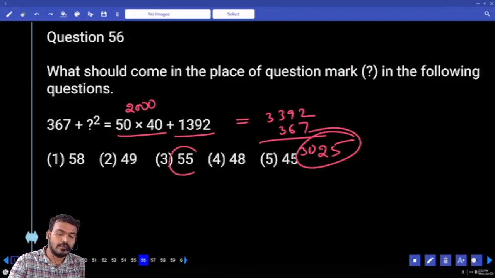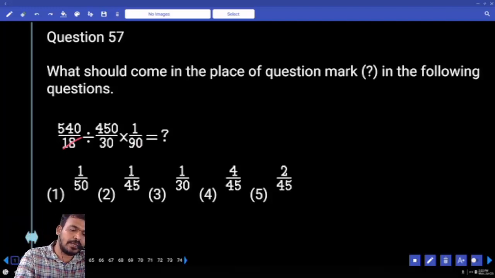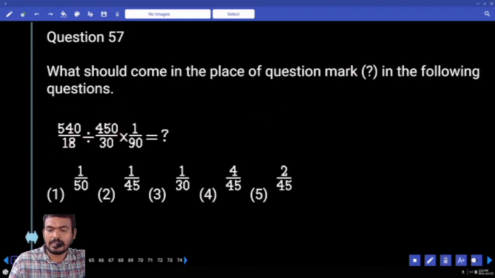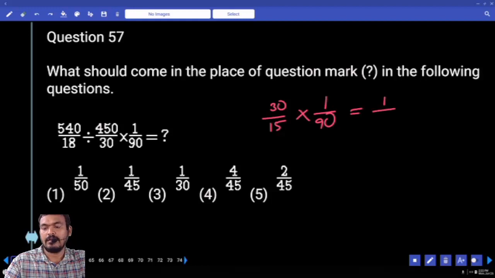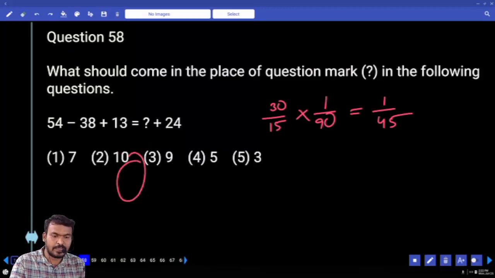55 or 45? 55. 57. First of all 540 divided by 18. How much? 30 or 3? 30. 30 into 450 divided by 30. 15 times, or not? Means that is 30 divided by 15, or not? What is the value we are getting? 2, or not? 2 into which one? 1 by 90, or not? Okay. Then total answer 1 by 45. Next question number 58.